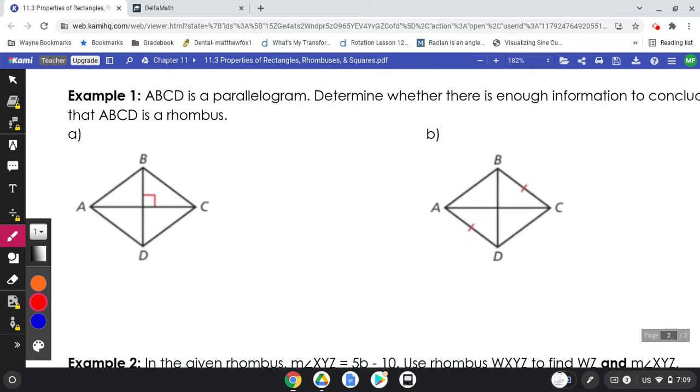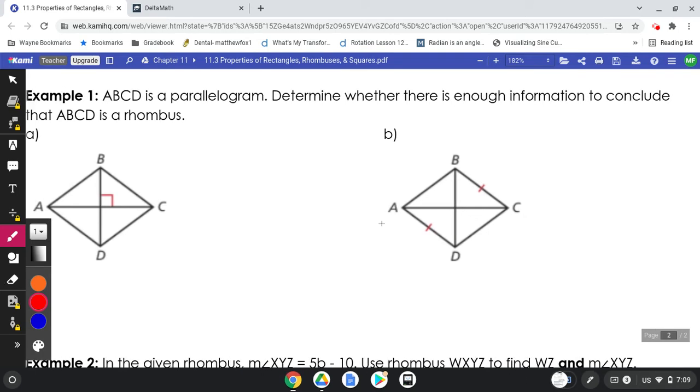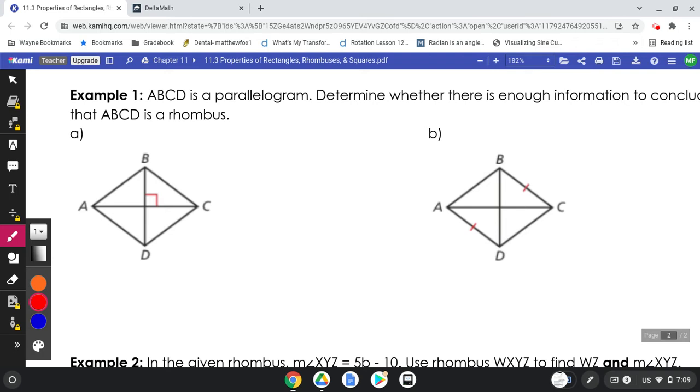So if we look here, it says ABCD is a parallelogram. So we have two different examples of it, A and B. Determine whether there is enough information to conclude that ABCD is a rhombus. Now on this first example here, if there is a right angle here, we can look, and these are a linear pair, so we know that this would also be a right angle. Then there's a linear pair, there's a linear pair. All four of those are right angles, meaning that those diagonals BD and AC are going to be perpendicular, which therefore tells us yes, this is a rhombus.